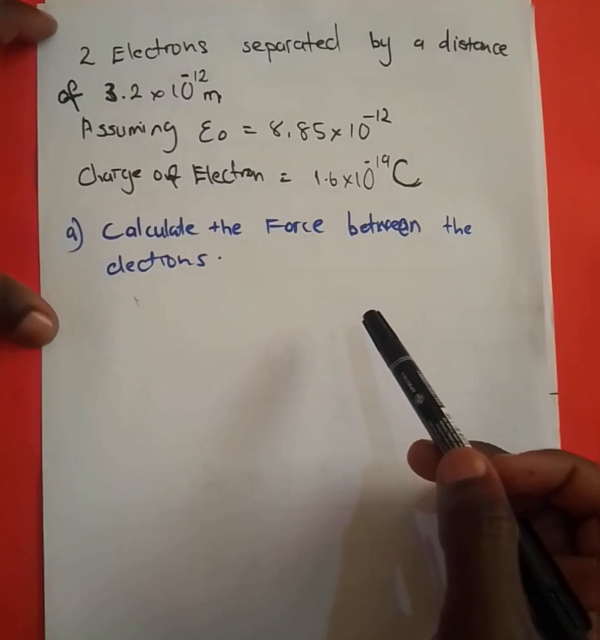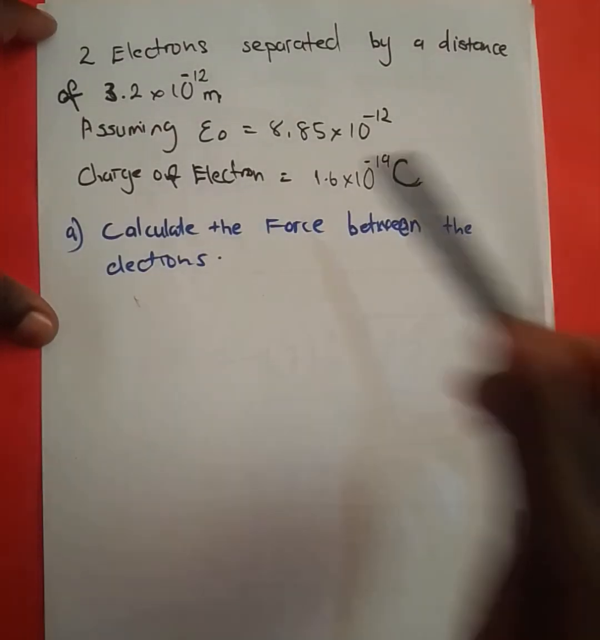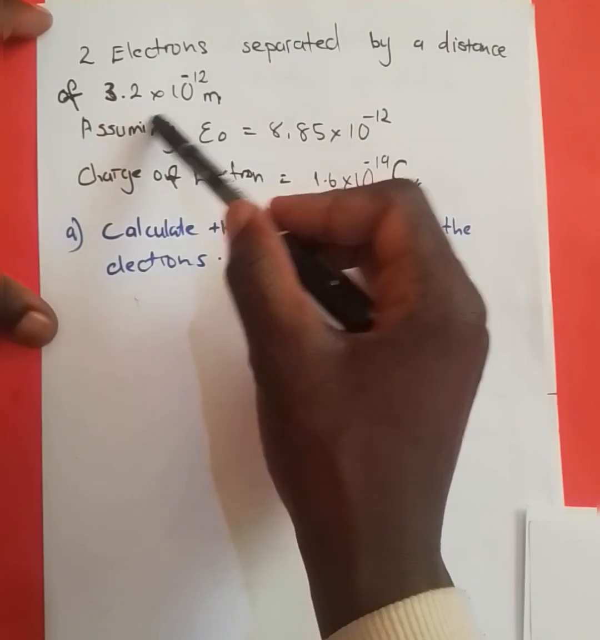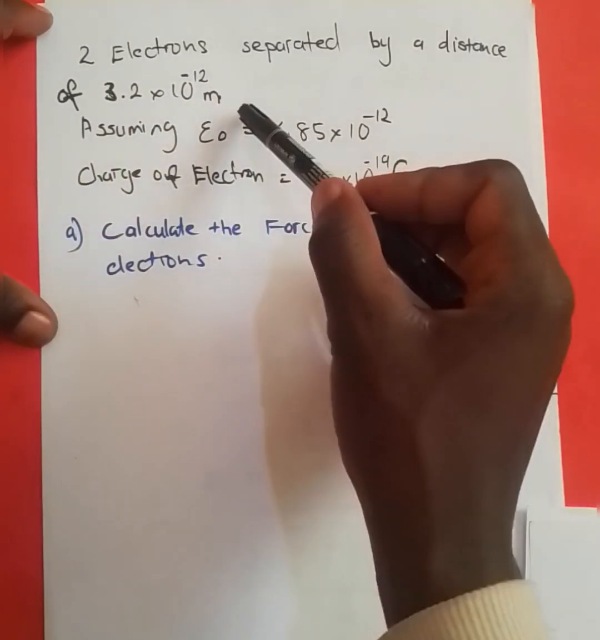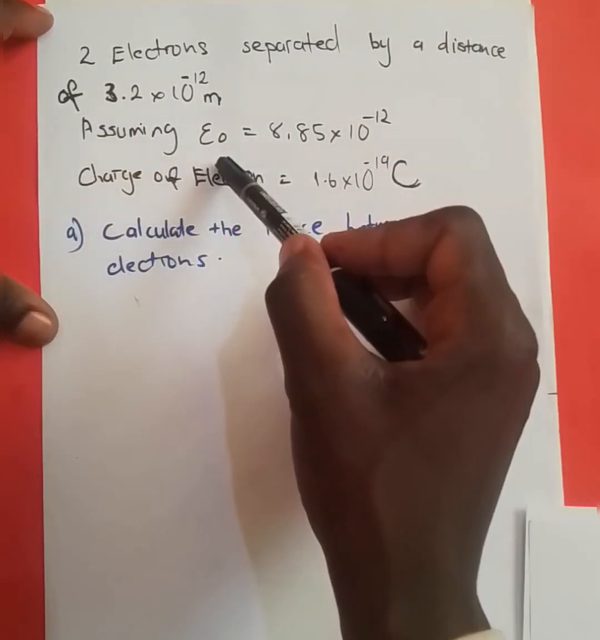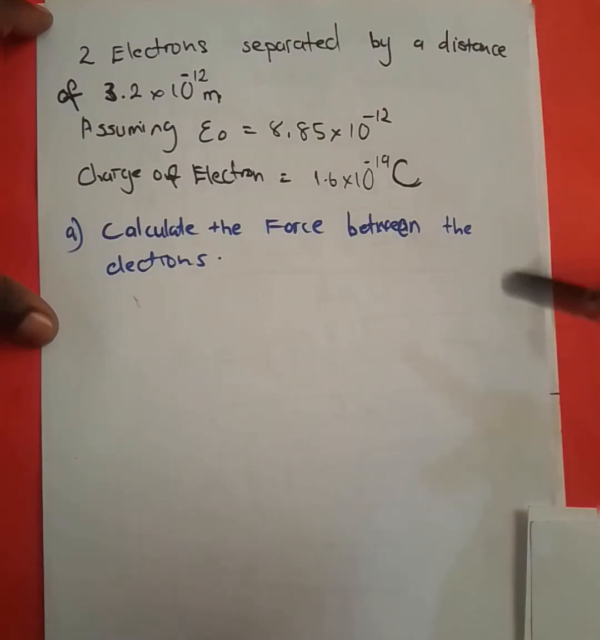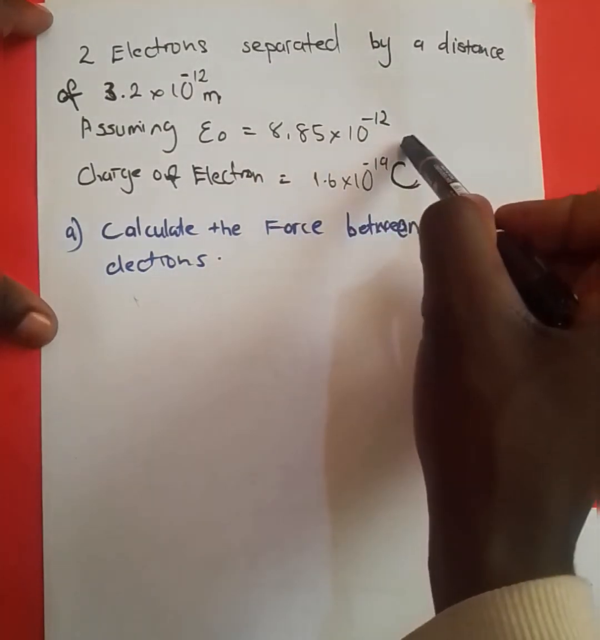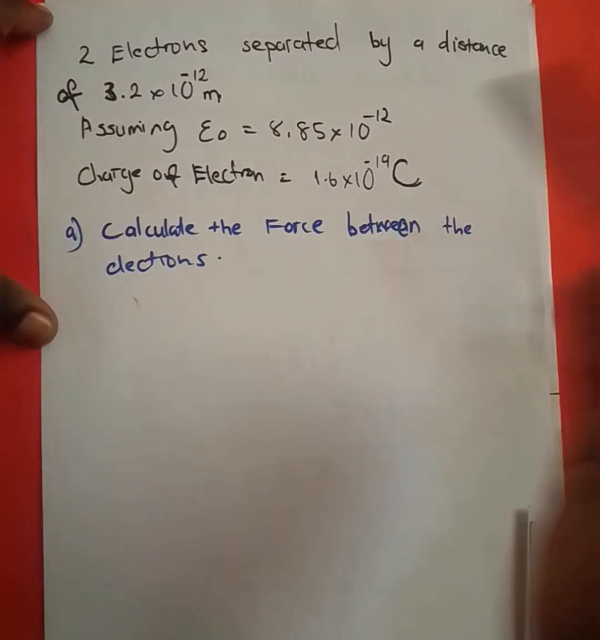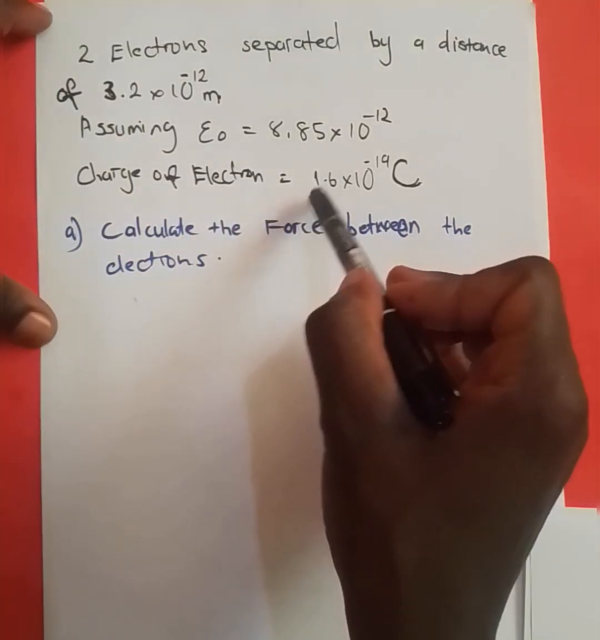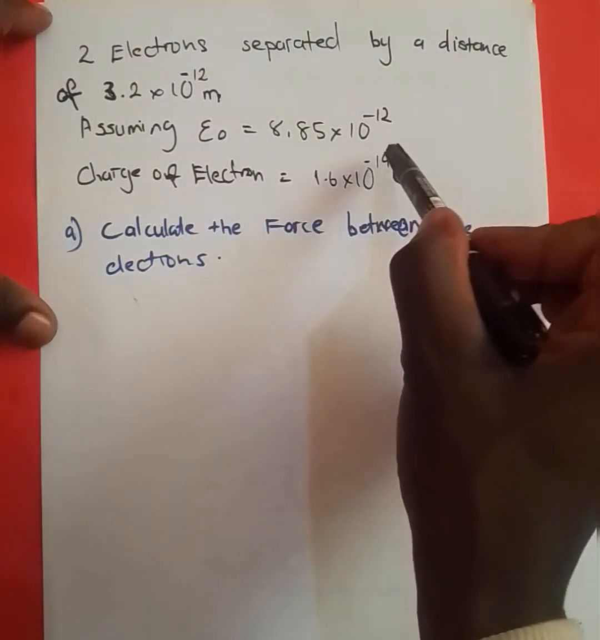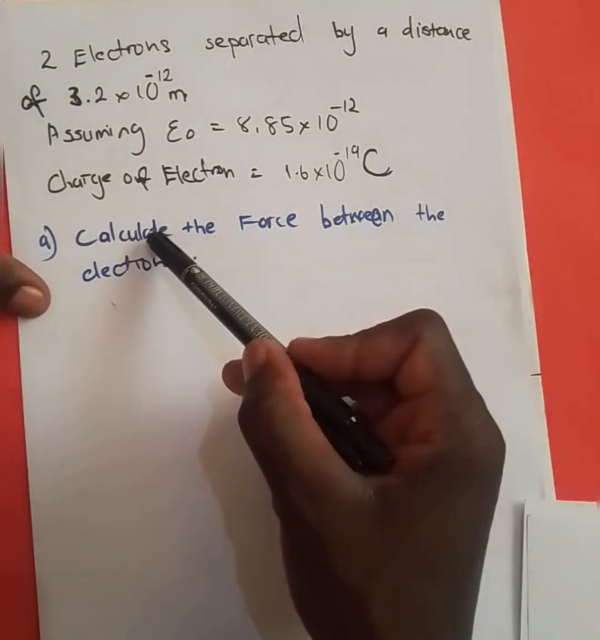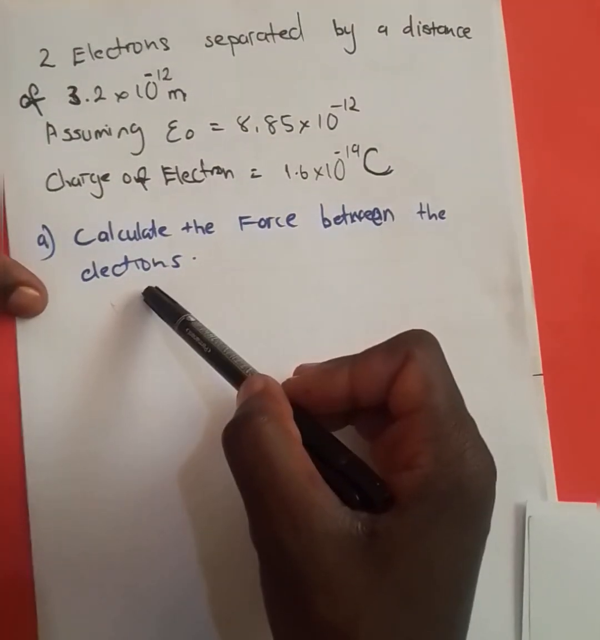Okay, so this is a simple problem which says that two electrons are separated by a distance of 3.2 times 10 to the power negative 12 meters. Assume E naught, the permittivity of free space, is equal to 8.85 times 10 to the power negative 12, and also assume that the charge of an electron is equal to 1.6 times 10 to the power negative 19 coulombs. The question says: calculate the force between the electrons.